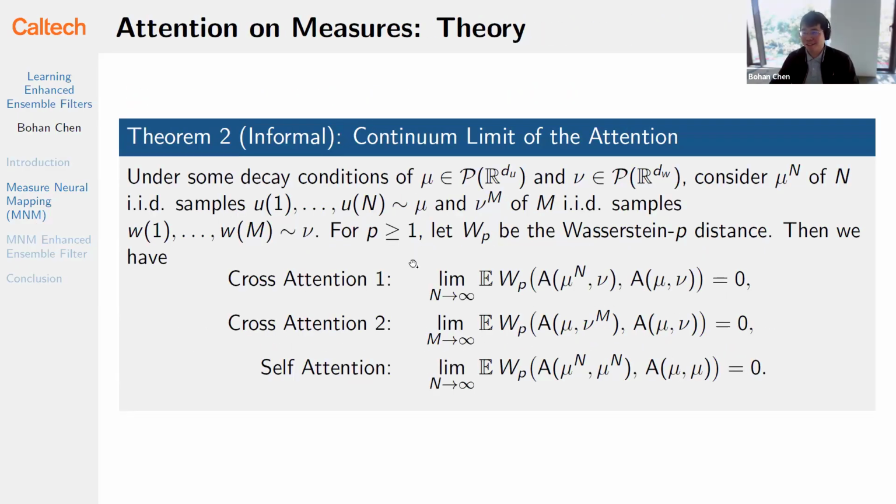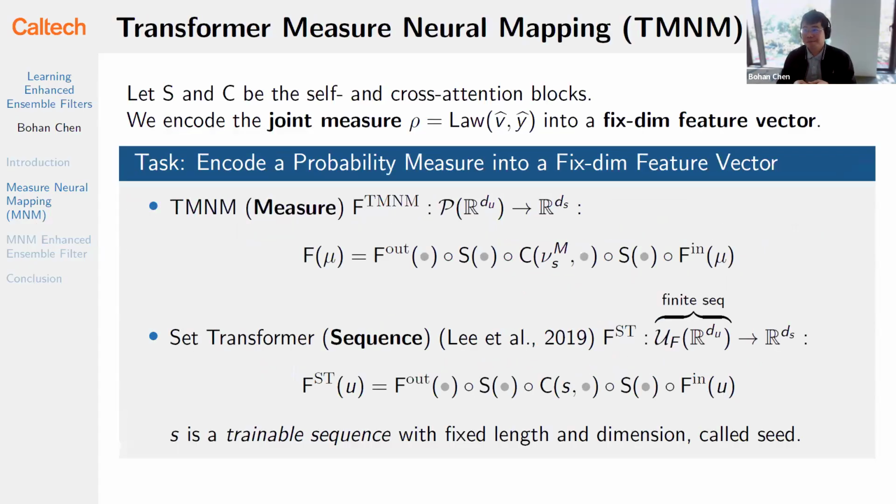Any questions about this theorem? Okay. Based on these two theorems, we can now safely use the attention mechanism as operators on probability measures. And then I will introduce how we design a transformer-based measure neural mapping.